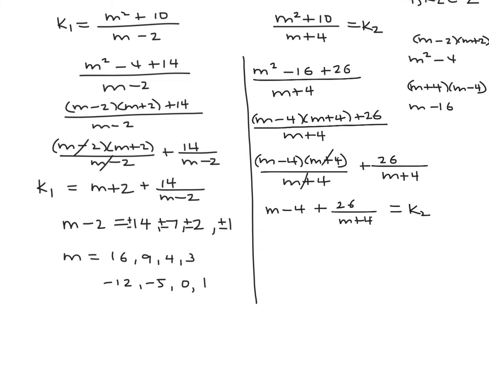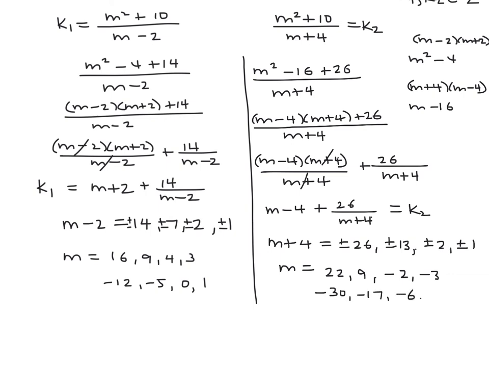So that means that m plus 4 is one of the divisors of 26. So either plus or minus 26, plus or minus 13, plus or minus 2, or plus or minus 1. And in that case, m would be 22, 9, negative 2, negative 3, minus 30, minus 17, minus 6, or negative 5. Okay, great. But we want both of these things to occur.